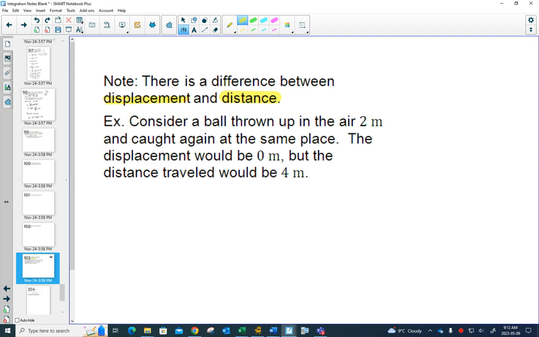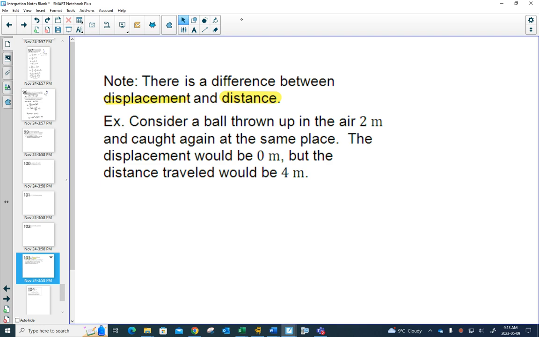Anyway, distance though is, it went up a meter, came down a meter, the ball has traveled 2 meters. That makes a difference. Can you imagine if our vehicles, you know how they have an odometer that says how much distance the car has traveled, if it was just a displacement odometer, if I bring it back to the dealership, it will say 0, and I'll be able to sell it for more money, because this car has never been driven. So that is the difference between displacement and distance.